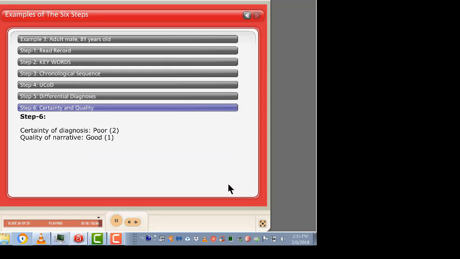Step 6. Certainty of diagnosis high, 1. Quality of narrative good, 1.